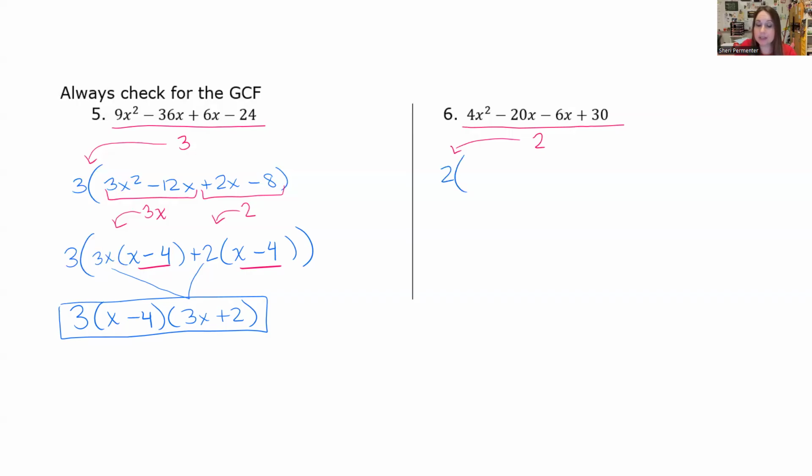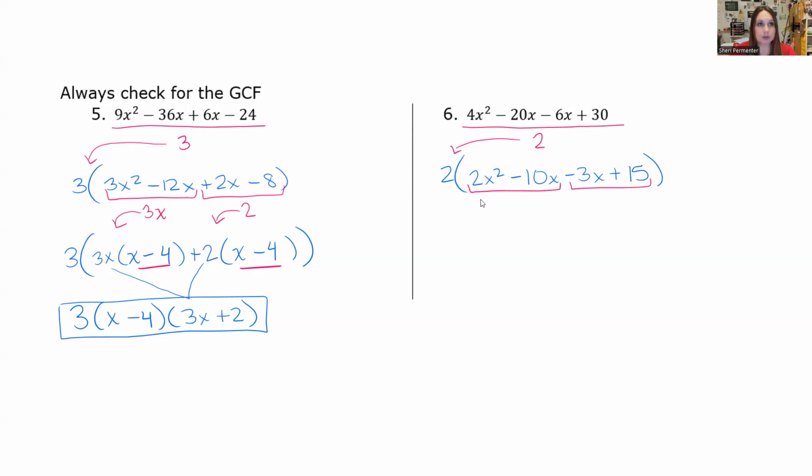Now I'm going to rewrite everything dividing out a 2. 4 divided by 2 is 2. Negative 20 divided by 2 is negative 10. Negative 6 divided by 2 is negative 3. 30 divided by 2 is 15. All right, from here, 4 terms, factor by grouping. So I'm going to set up 2 groups.